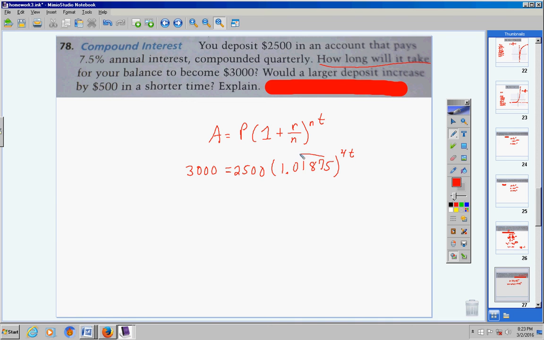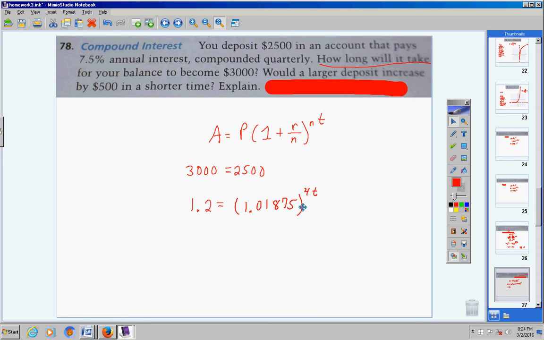There we go. Now I have an exponential equation. Here's my base. Here's my unknown. I've got to isolate it, so get rid of this number here. We'll divide both sides by 2,500. So 3,000 divided by 2,500 is 1.2. 1.2 equals this right here.